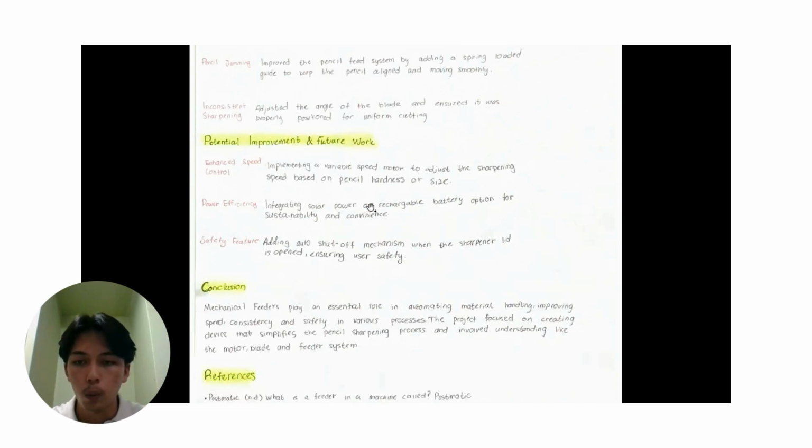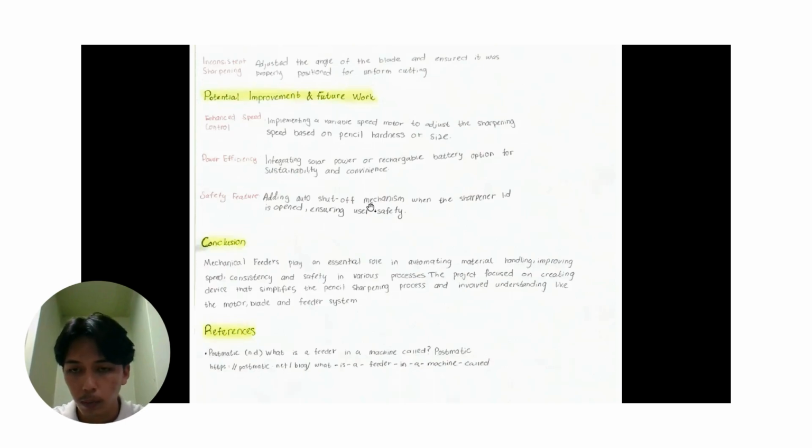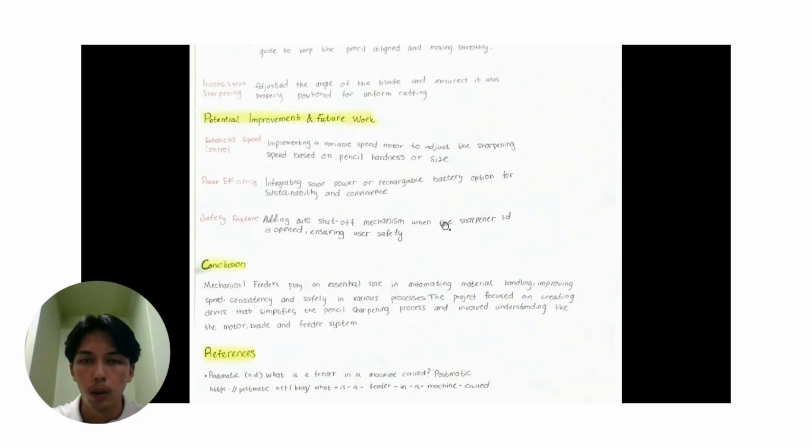So for the last, which is the conclusion. The mechanical feeder plays an essential role in automating material handling, improving speed, consistency, and safety in various processes. So the project focuses on creating a device that simplifies the pencil sharpening process and involves understanding the motor, blade, and feeder system. So that's all from me.